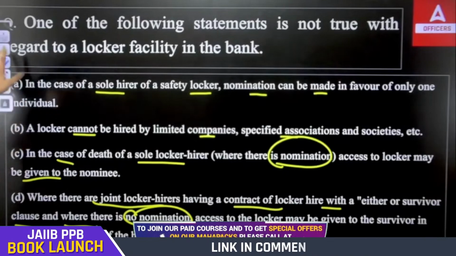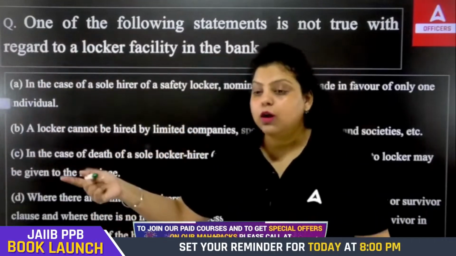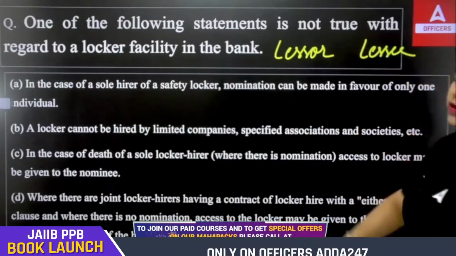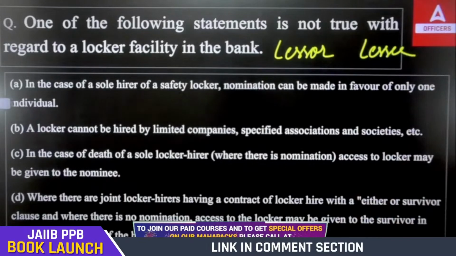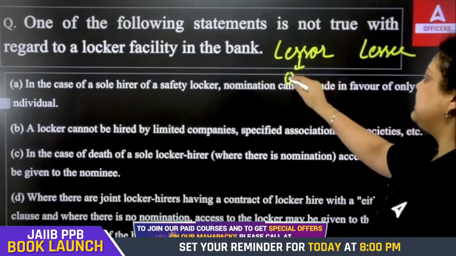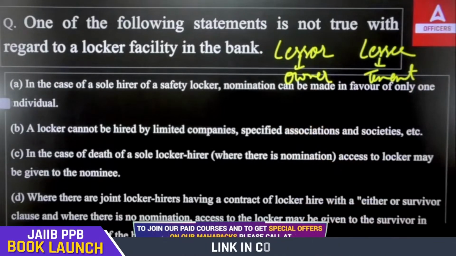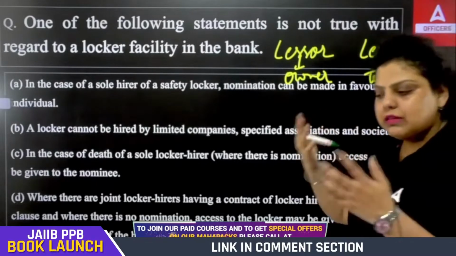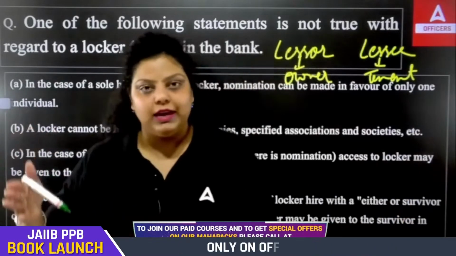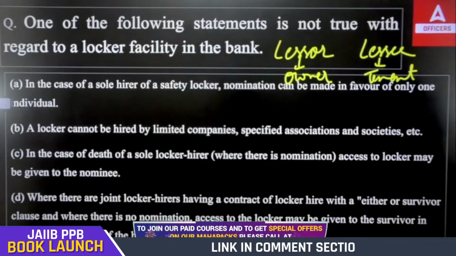So which of the following statements is not true with regard to a locker facility in the bank? If the bank is providing a locker facility to the customer, it means the bank and customer have a lessor and lessee relationship. The lessor means the owner, and the lessee means the tenant, the person who is taking something on rent. When you take a locker facility from the bank, you are taking a certain area of the bank, an asset of the bank, to use for your purpose. That's why you will be the lessee and the bank will be the lessor. So in case of the locker facility, which of the following is not true?